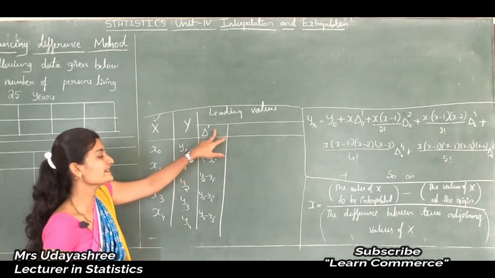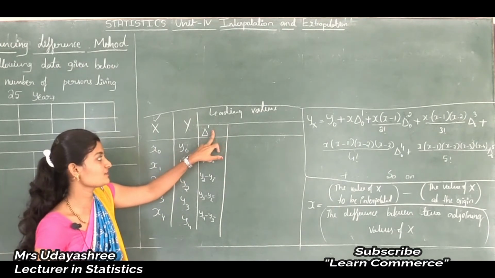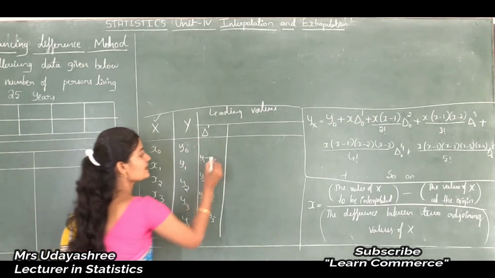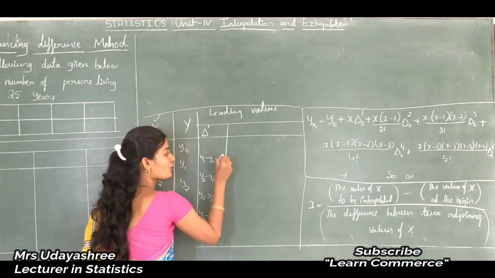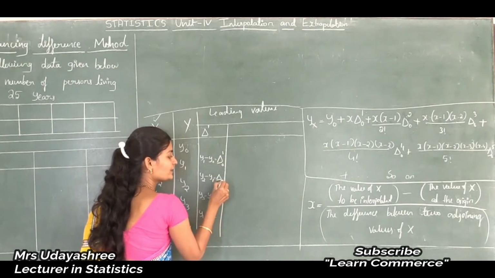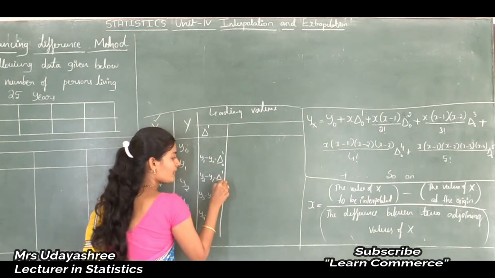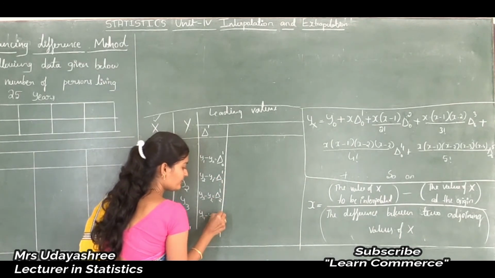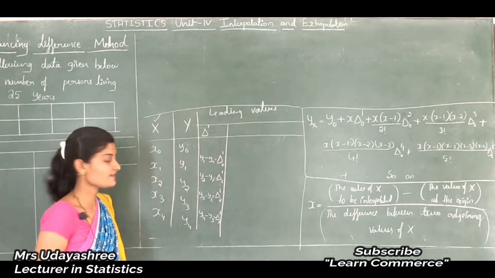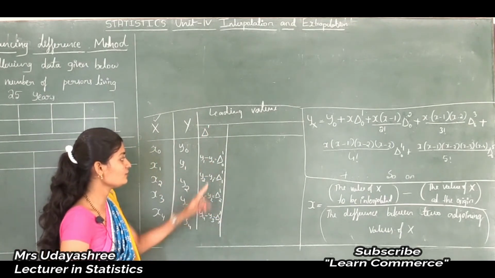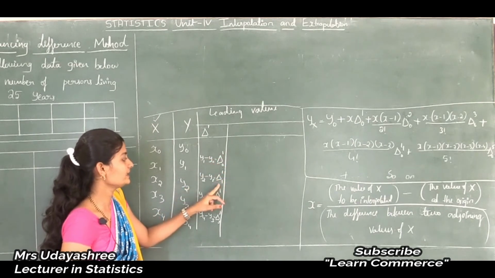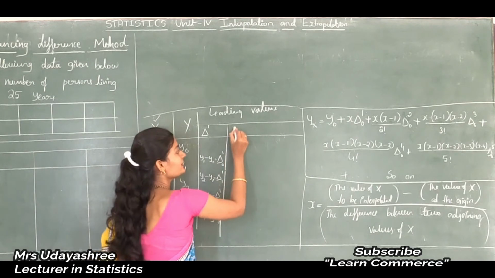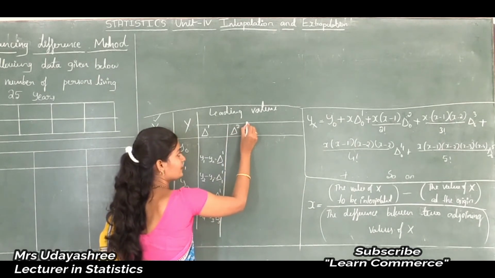Like that, in the leading difference table, what are the first leading difference observations? The first one is delta naught 1, the second one is delta 1 1, delta 2 1, and the third one is delta 3 1, because it is the first leading difference value. So the values are delta naught 1, delta 1 1, delta 2 1, delta 3 1. Like that, how to find the second leading difference values?